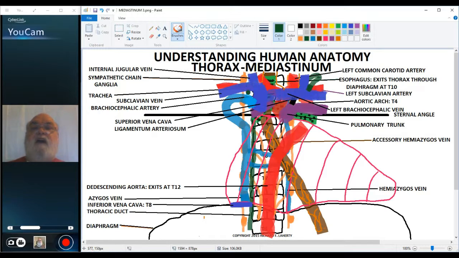On the right side, there's a structure called the right lymph duct, which is much smaller than the thoracic duct. I'll draw a little bit in here like so. The right lymph duct, which is bringing lymph from the right side of the head and neck and the right upper extremity.